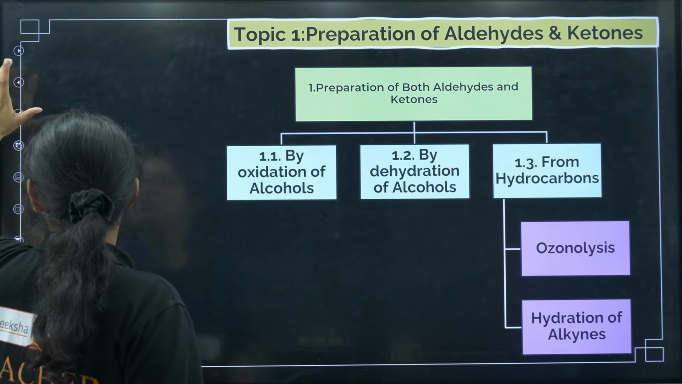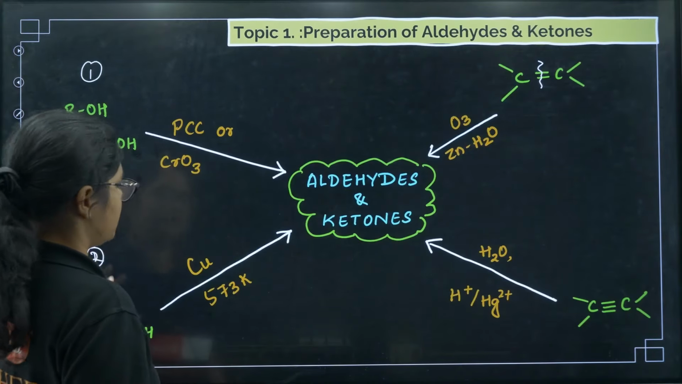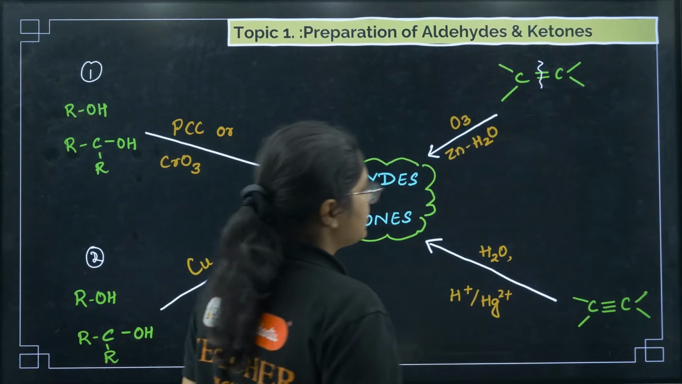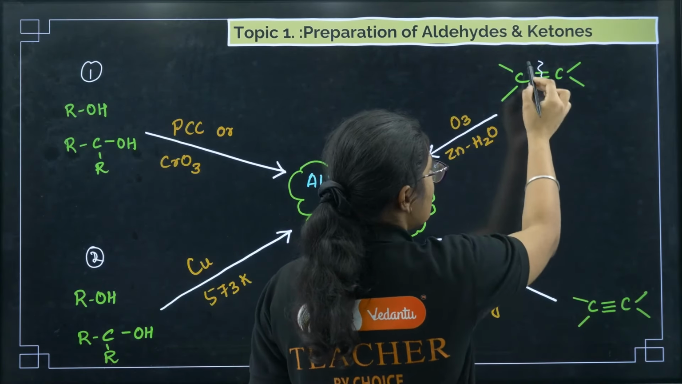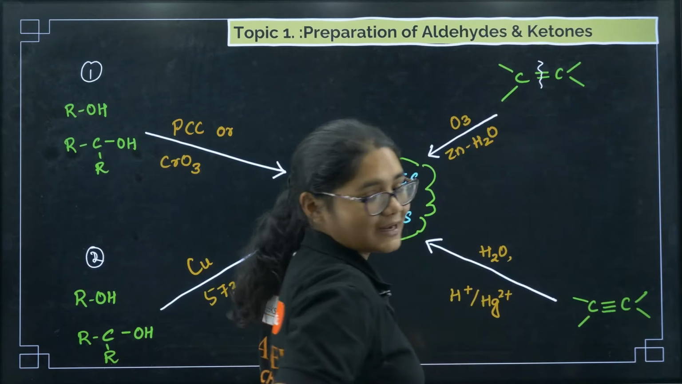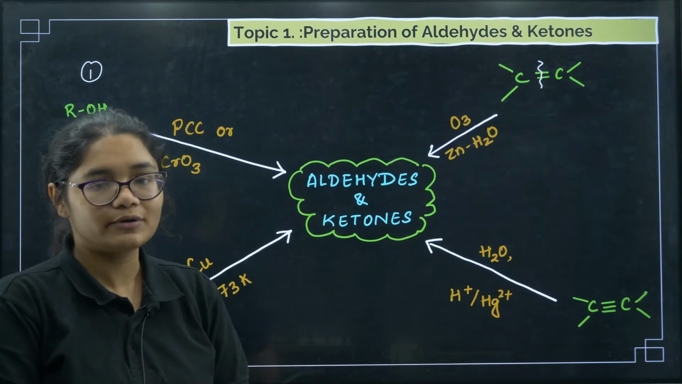Okay, so the first two parts I am not explaining, I am leaving them. Here you can see when you have ozone with H2O, the bond will break here, and oxygen will be added on both the sides. Okay, that is your ozonolysis.